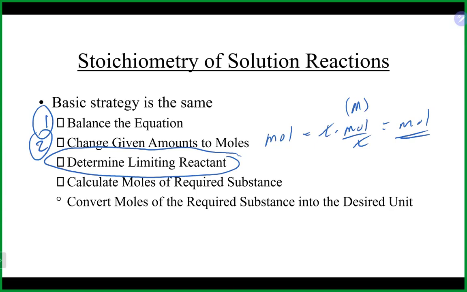How you know it is a limiting reagent problem is you have enough information given to you that you could get to moles of each of the reactants. So that is how you know it is actually a limiting reagent type problem.